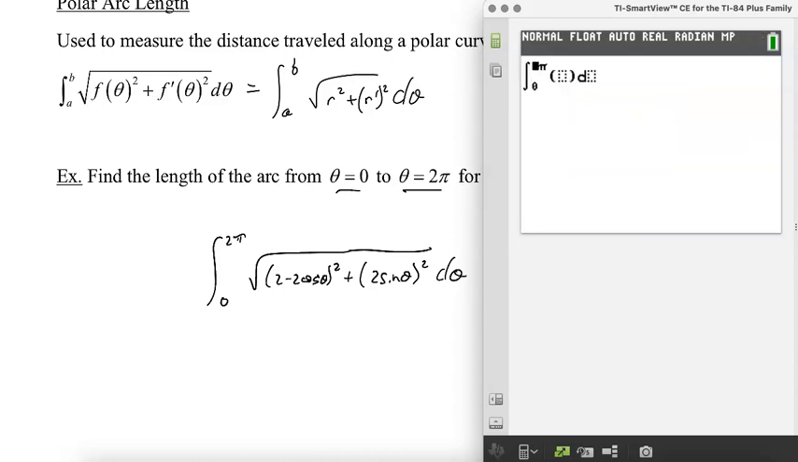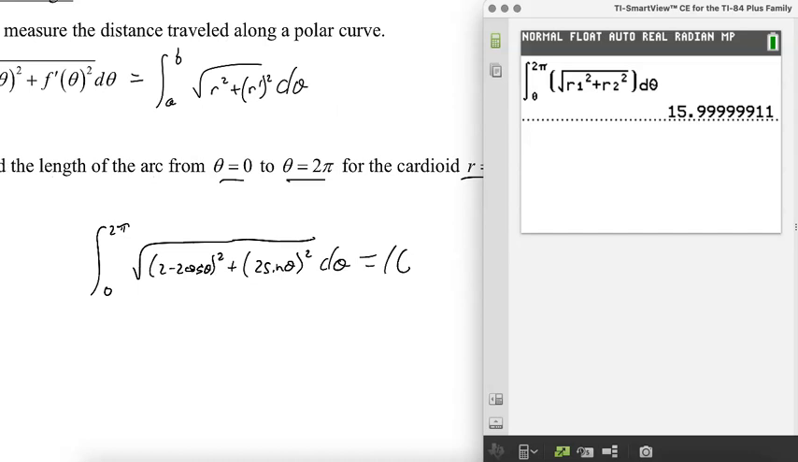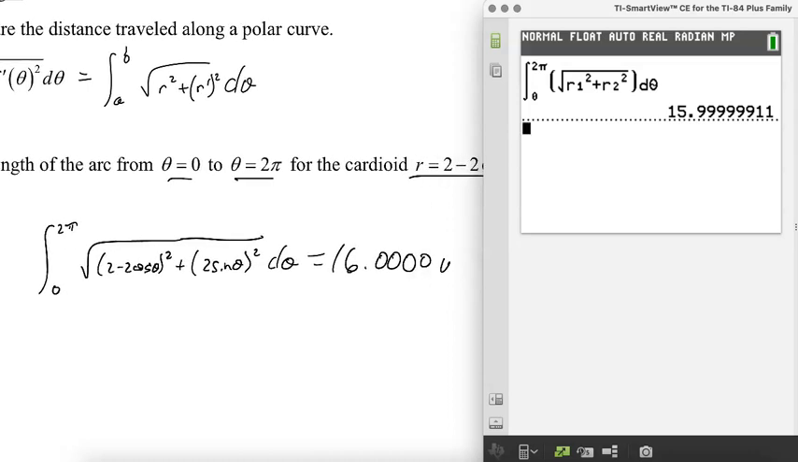Nice. And I want the square root of r1 squared plus r2 squared d theta. So 15.99999, which means my answer would be 16 units. I should probably put the 0, 0, 0, 0, because I'm approximating and it is a distance, so units.